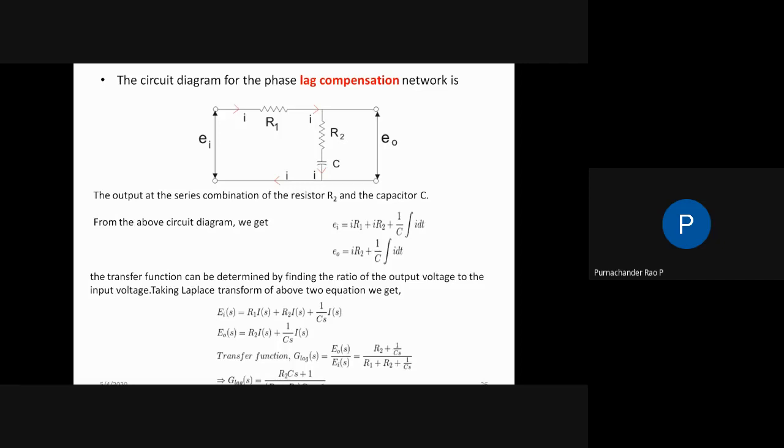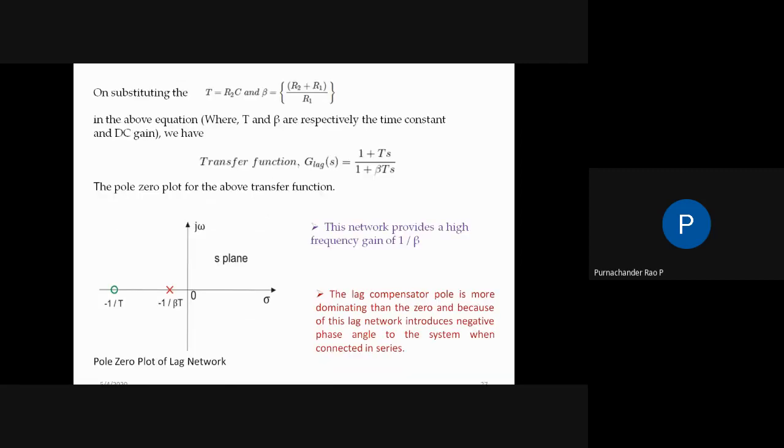If you apply the Laplace transform and take the transfer function, which is the Laplace transform of the output signal by the Laplace transform of the input signal, this will give you R2 plus 1 by Cs, taking I(s) common, divided by R1 plus R2 plus 1 by Cs. If you take Cs common, the numerator is R2Cs plus 1 and the denominator is (R1 plus R2)Cs plus 1. By substituting, you get the transfer function (1 plus Ts) divided by (1 plus beta T s).